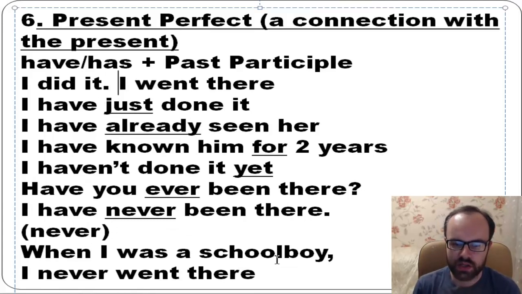So when I was a schoolboy, I never went there. So you see that we use past simple because it's a distant past. There is no connection with the present.